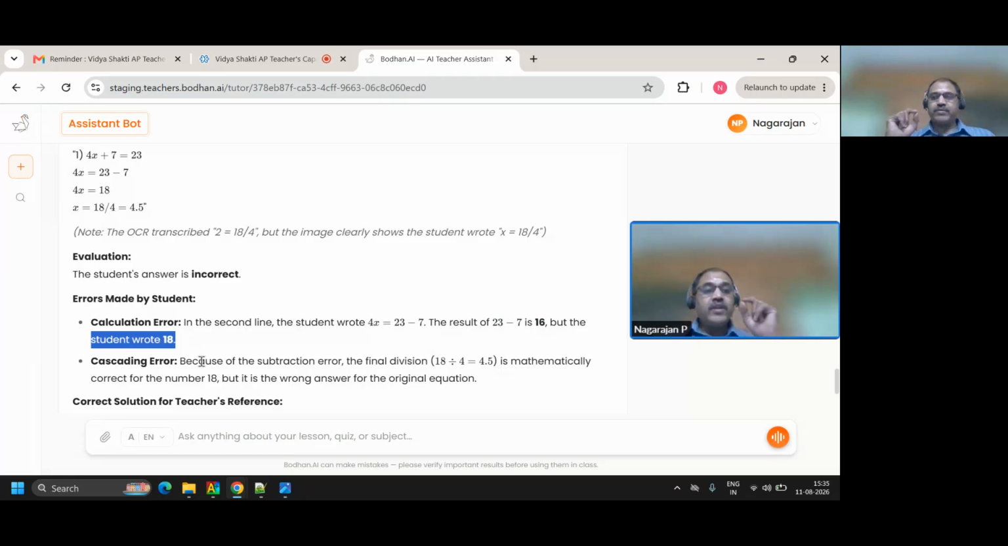It picked it up, correct? So mathematically, 18 divided by 4 is equal to 4.5. That is mathematically correct, but that is not the solution for this problem, because in the previous step, he made this mistake: 23 minus 7 is 16. It has brought that out.